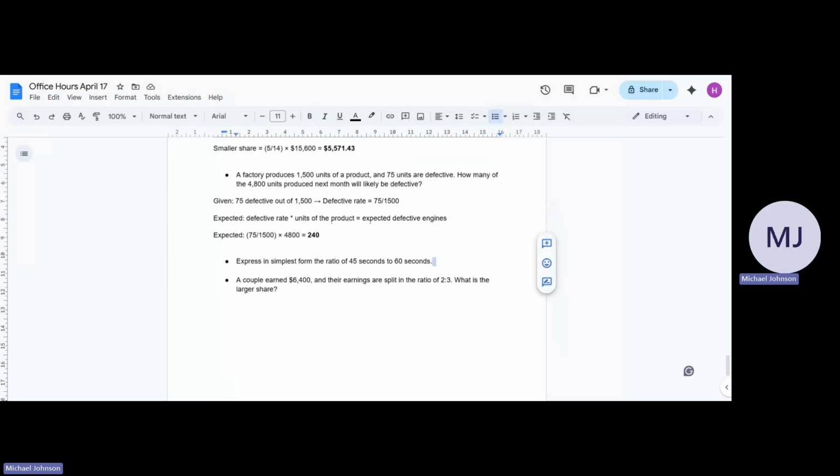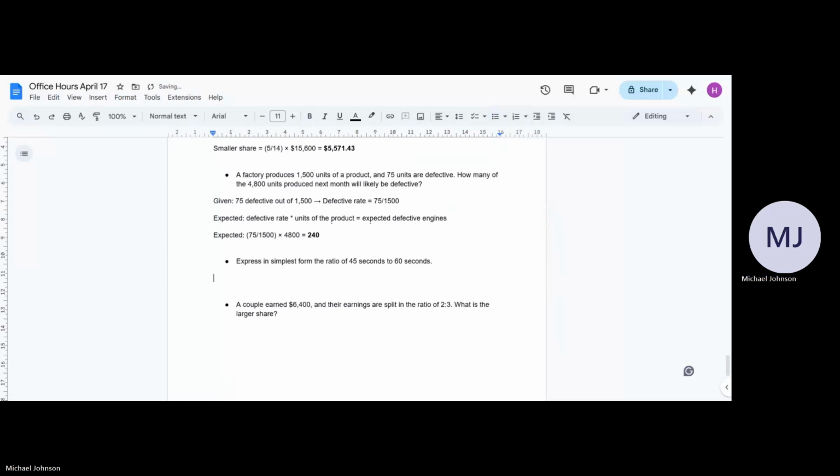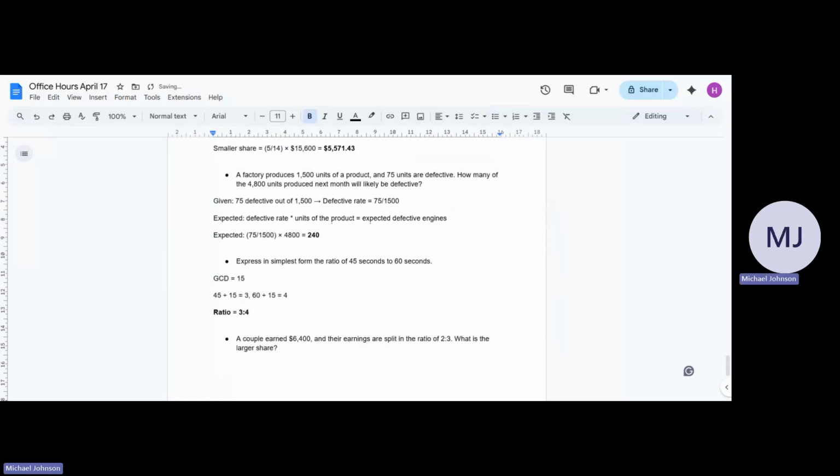And then, expressed in simplest form, the ratio of 45 seconds to 60 seconds. So how to do this one? You would find the GCD. So GCD is 15, so it'll divide evenly like that. So here 45 divided by 60 equals 45 divided by 15 over 60 divided by 15. 45 divided by 15 is 3. 60 divided by 15 is 4, so 3 over 4.